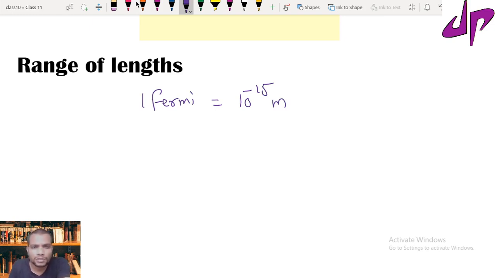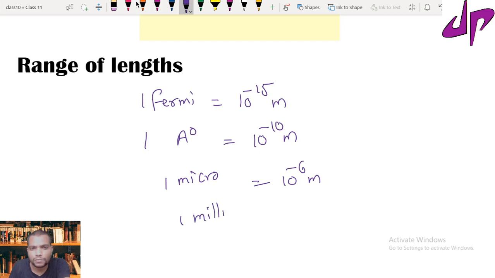And above this there are more units, and smaller than this we also know some. Just bigger than this we know 1 Angstrom. 1 Angstrom is equal to 10 power minus 10 meter. Bigger than this we know 1 micron, equal to 10 power minus 6 meter, and bigger than this we know 1 milli, equal to 10 power minus 3 meter.